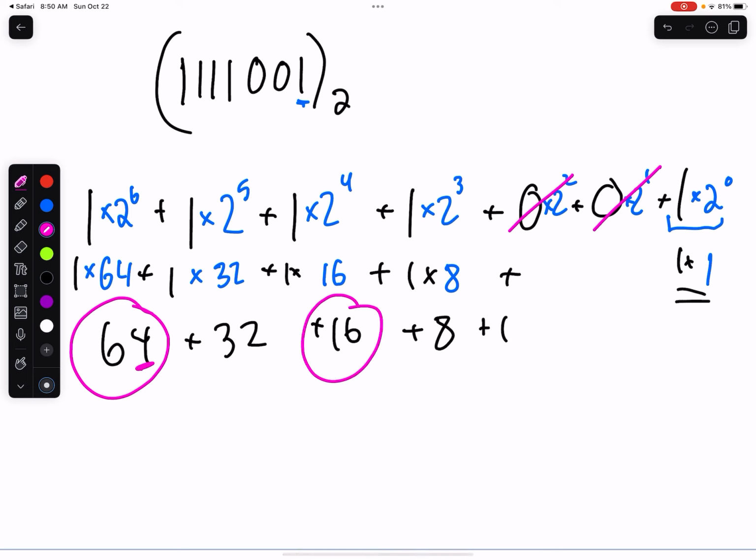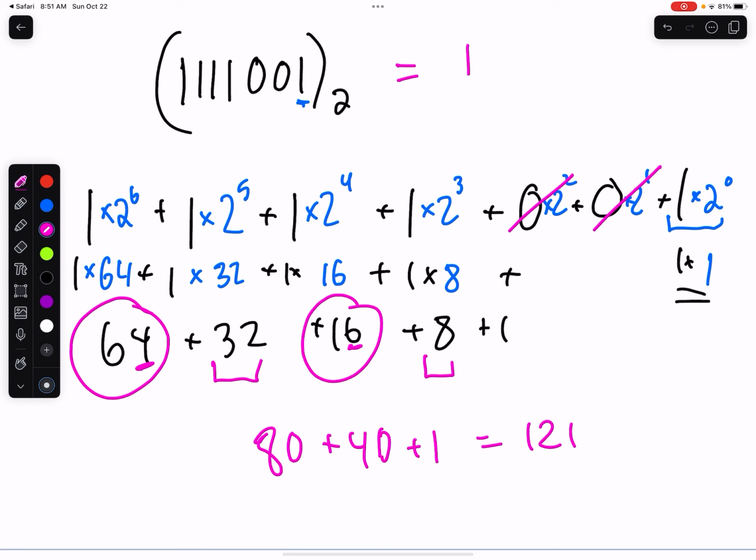64 and 16, that's going to be 80. I have 4 and 6 makes 10, and 10 and 60, that's 80. I'll put together these strategically. 32 and 8 is 40. And then I have one more. That's going to make 121 in good old-fashioned base 10.